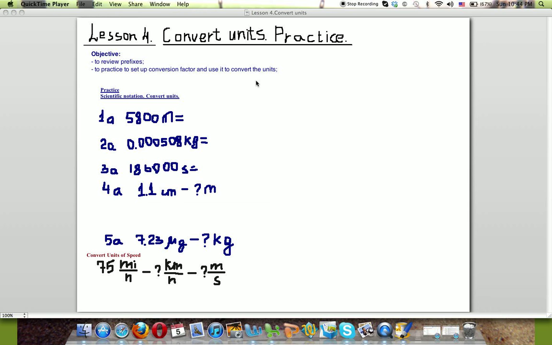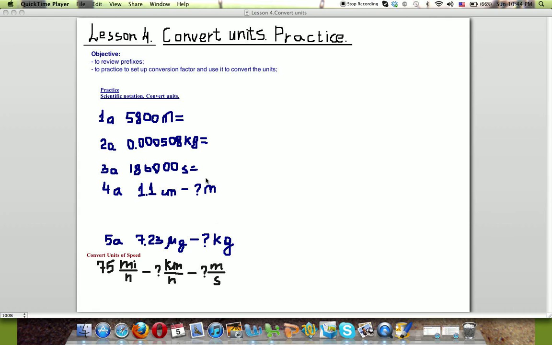The worksheet will be provided to you by Miss Ross, and here I'm going to show you one example from each set of problems. There are 5 assignments on the worksheet called scientific notation convert units, and I'm going to do one example from these 5 sets. I will also show you a sample on how to convert units of speed, because it's a little bit more complicated since there are ratios like miles per hour or kilometers per hour. So I want you to understand how to convert units of speed.